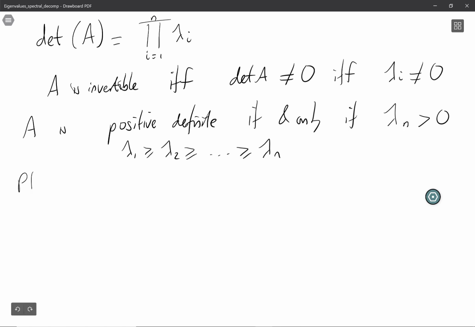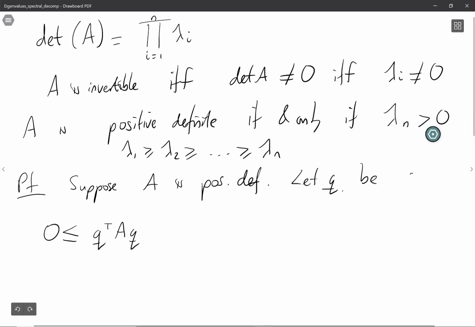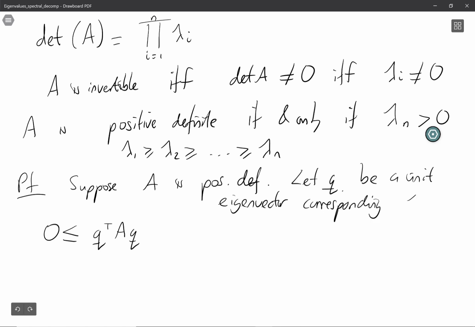Okay, so how do we prove this? Let's just see the proof. Let's first of all suppose that A is positive definite. So what does that mean? Well, that means that for any vector Q, we have that Q transposed A Q is bigger than 0. Well, let's let Q be the unit eigenvector corresponding to the smallest eigenvalue lambda n. Okay. Well, in that case, what is A times Q? Well, it is just lambda n times Q. So we get lambda n Q transpose Q.